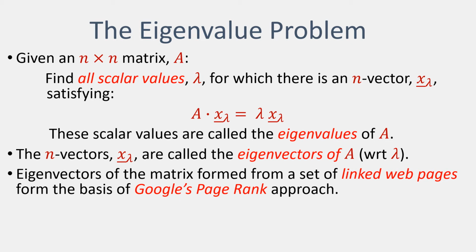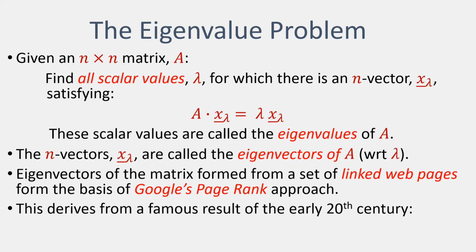Eigenvectors are the main object which are used in Google's search algorithm, which involves studying the World Wide Web as a directed graph structure. A lot of the properties that are used in Google's PageRank algorithm date back to a very famous result in this area from the early 20th century. This is a result which is known as the Perron-Frobenius theorem.